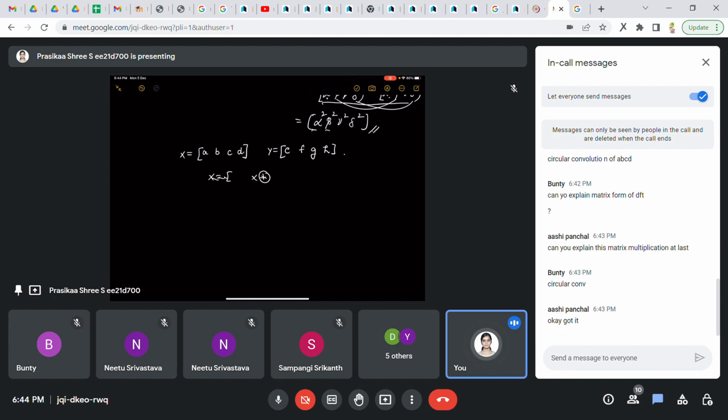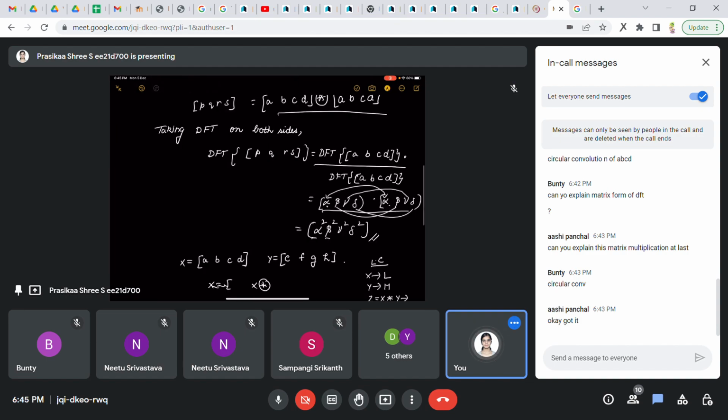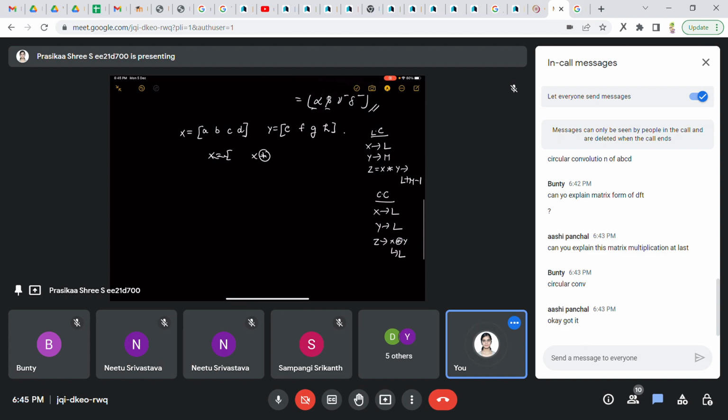See, circular convolution, you know linear convolution. If x is of length L and y of length M, z, which is equal to x convolved with y, will have a length of L plus M minus 1. This is linear convolution. When you go for circular convolution, x is of length L and y should also be of length L, and when you circular convolve x with y, the length of this should also be L.